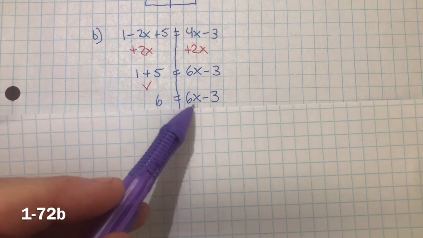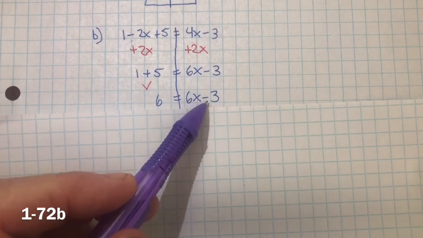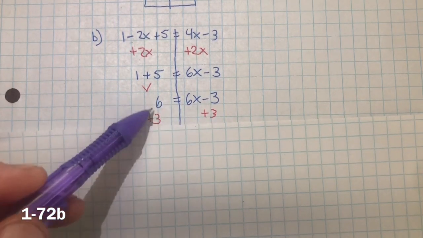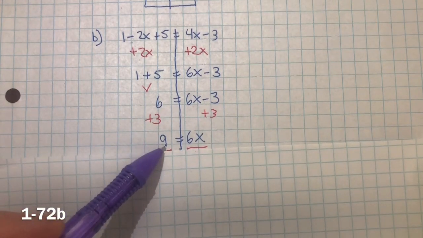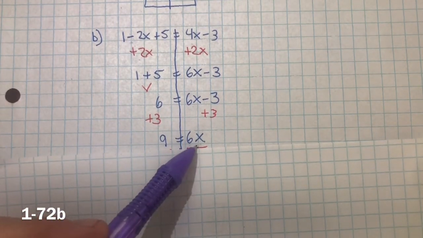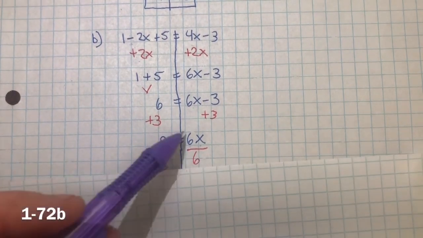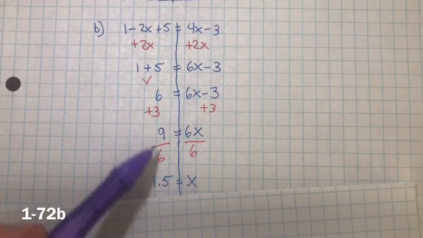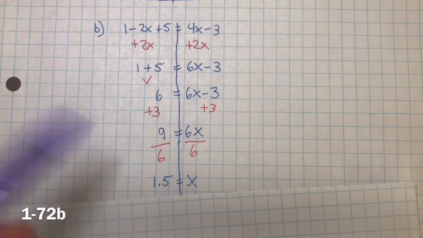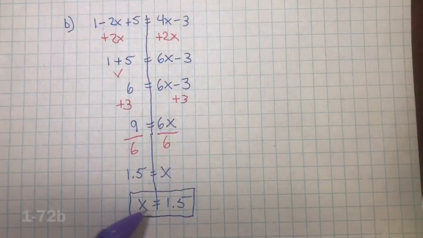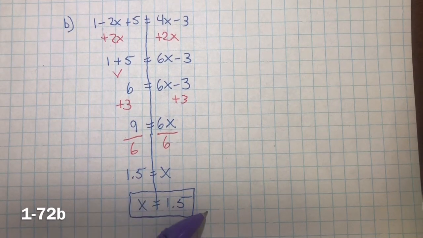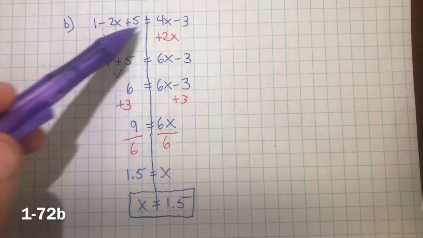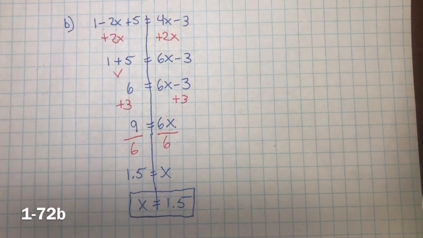And now, we still don't have x by itself, so inverse property of subtraction, addition, -3 plus 3, create a zero pair. 6 plus 3 is 9. Inverse property of multiplication is division. So we're going to divide by 6, creates the giant 1. 1 multiplied by x is x. And 9 divided by 6 is 1.5. So x equals 1.5. And this has one solution. The only value that I can plug in to this equation for x and make it true is 1.5.